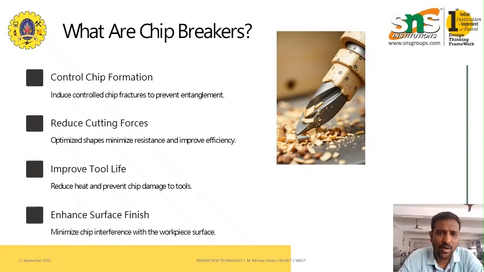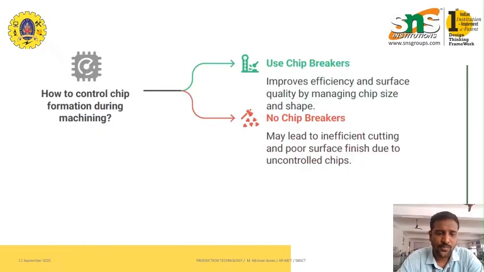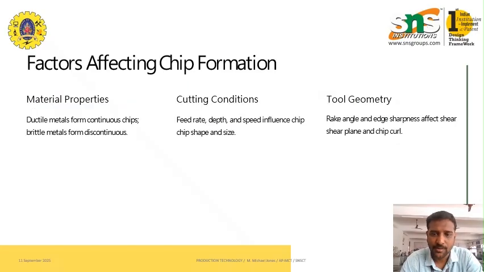So why are chip breakers used? It is to control the chip formation, reduce the cutting forces, improve the tool life, and enhance the surface finish. I hope these are the factors we discussed when we started this lecture. So chip formation will be controlled, cutting forces reduced, tool life improved, and surface finish enhanced. How do we control chip formation during machining? It is by using chip breakers or not using them. In some cases we'll use chip breakers, and in some cases we will not.